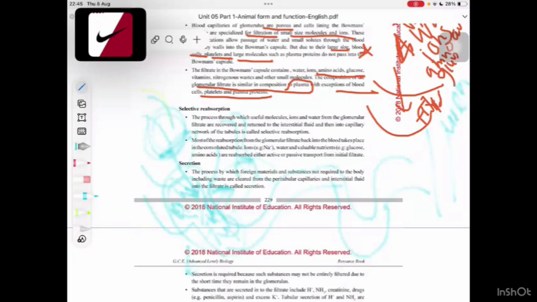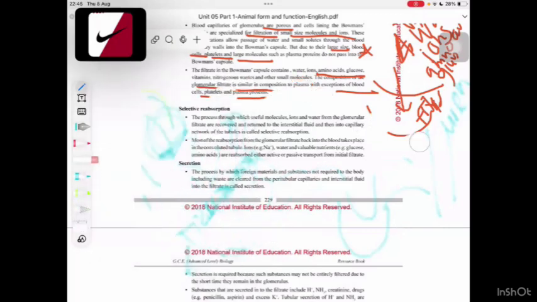We cannot let our amino acids go to waste, so we need to absorb them. For that, we selectively absorb amino acids into the blood capillaries through the interstitial fluid. That's why we have the peritubular blood capillaries and the vasa recta around the nephrons. Okay, so hope you understood that point. Now let's read that part.